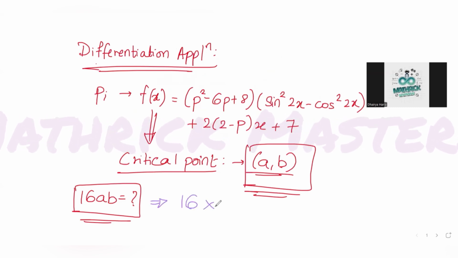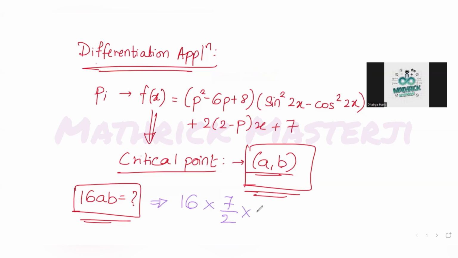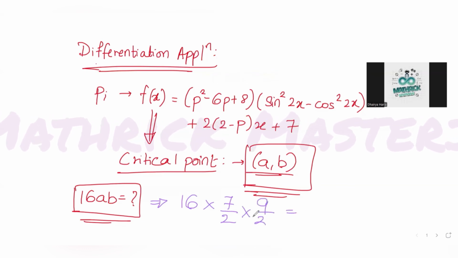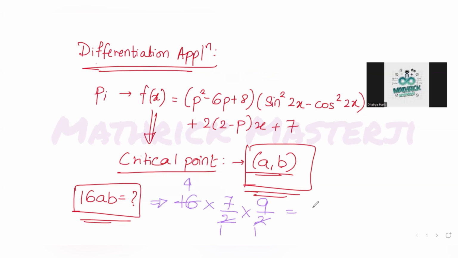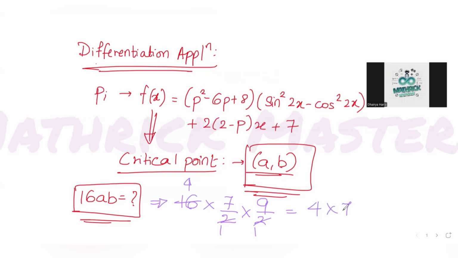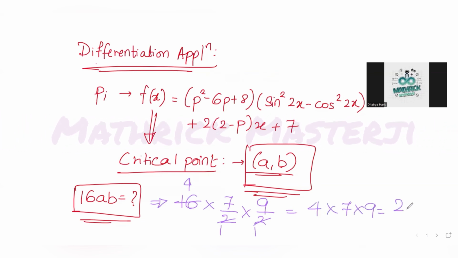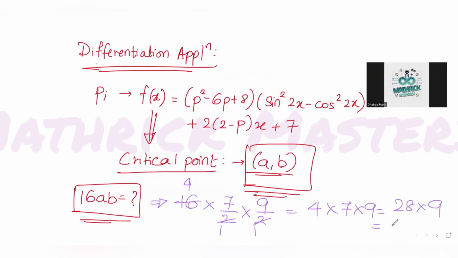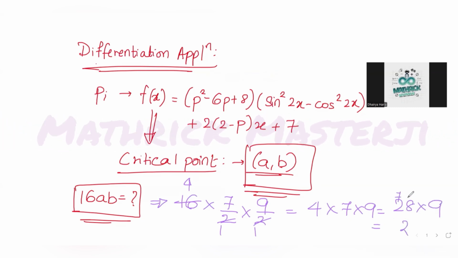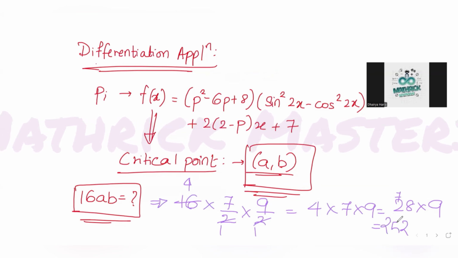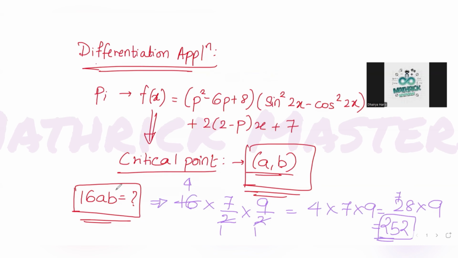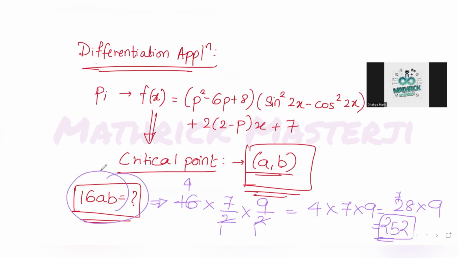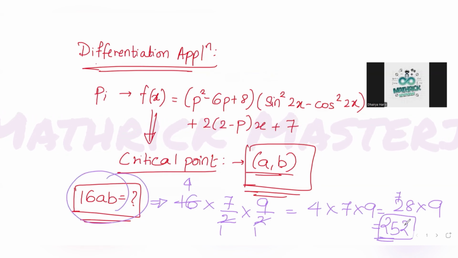So let's do 16 times 7 over 2 times b, which is 9 over 2. So 2 and 2 I can cancel with this 16 as 4. So 4 times 7 times 9. So 28 times 9. So 9 times 8 is 72. 9 times 2 is 18, and plus 7 is 25. So 252. So we get the answer to this question, and that answer becomes 252.